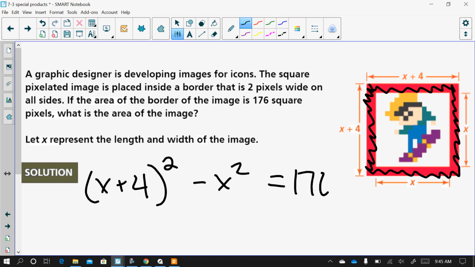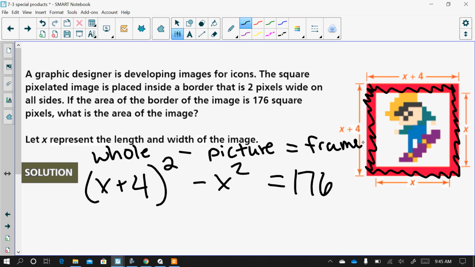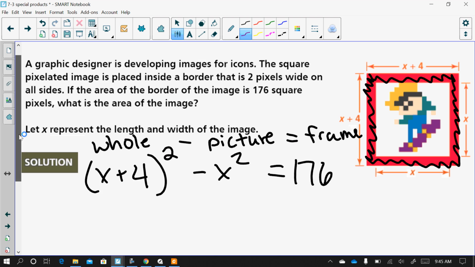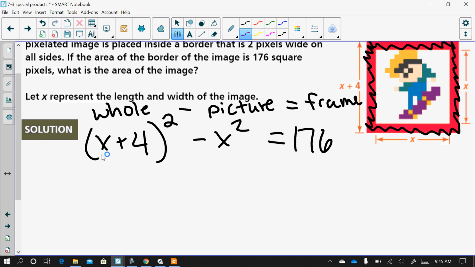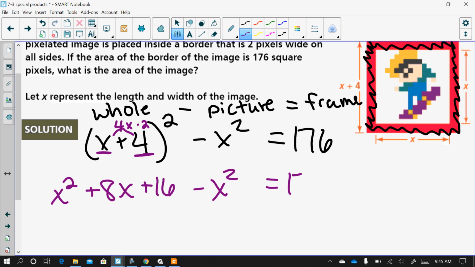and that equals 176. Okay, again, this is the whole minus the picture equals the frame. That's what we did here. So let's go ahead and take care of these. Oh, we can do a shortcut here. Remember, square this, multiply them together, so 4x times 2 gives me 8x, and square this term. You could also, of course, FOIL that out if you don't like the shortcut. Then bring down the minus x squared equals 176.